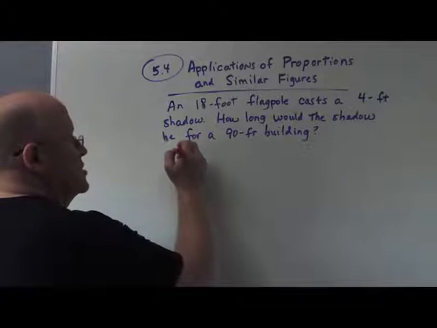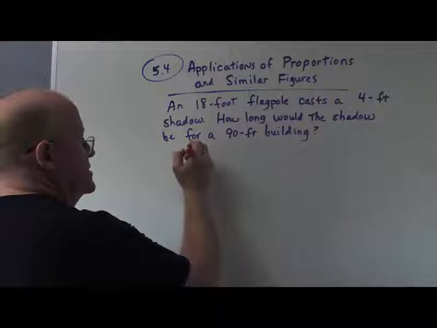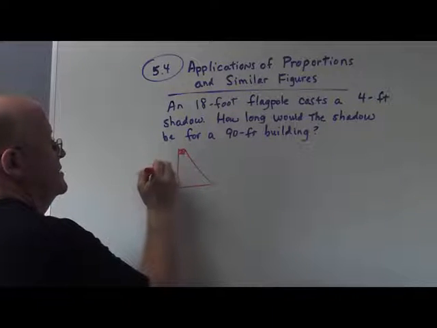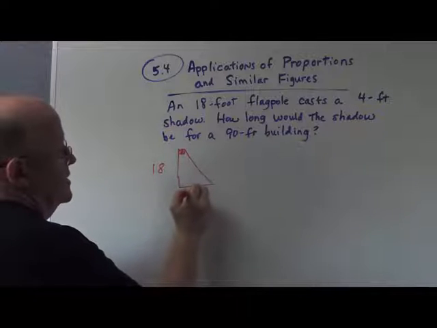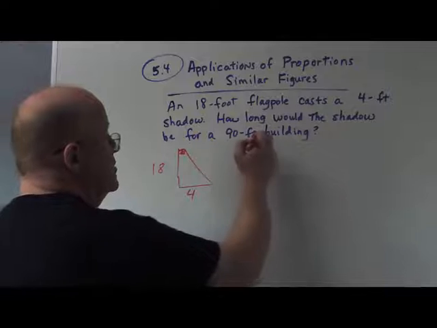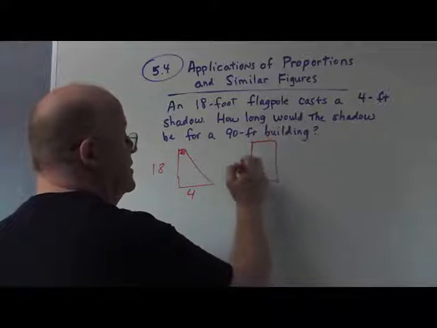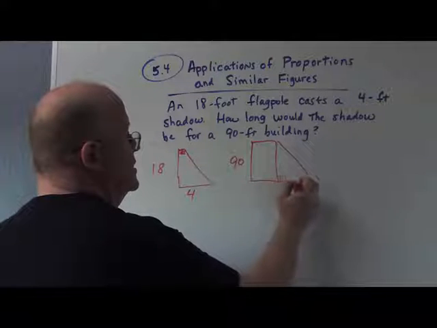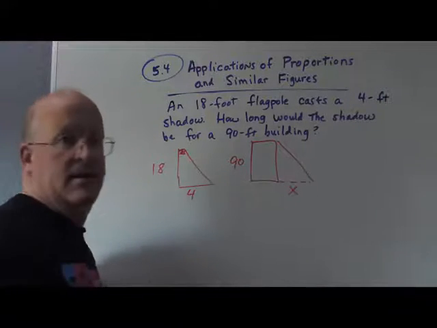I'm going to draw a quick picture. Here's my flagpole, and it's casting a shadow. The flagpole is 18 feet tall, and it's casting a 4-foot shadow. This is not being drawn to scale. And then we've got this big, huge building here, 90 feet tall, and we want to know how long will its shadow be down there at the base.